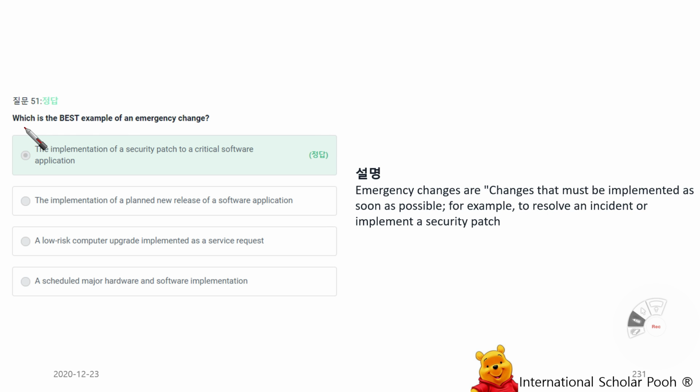Which is the best example of an emergency change? The implementation of a security patch to a critical software application. Emergency changes are changes that must be implemented as soon as possible, for example, to resolve an incident or implement a security patch.